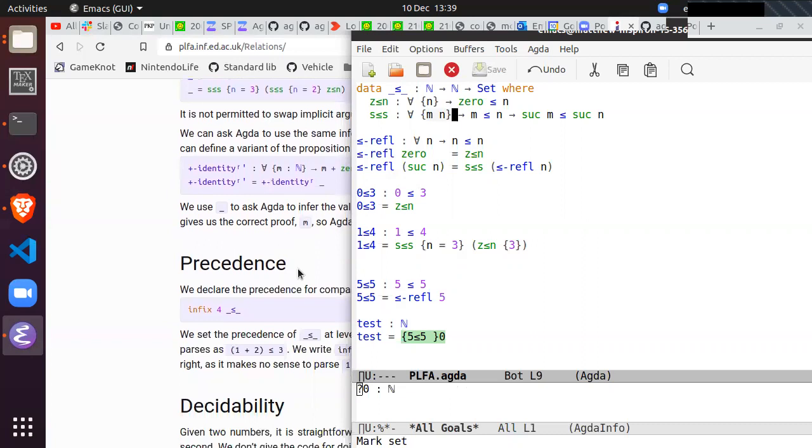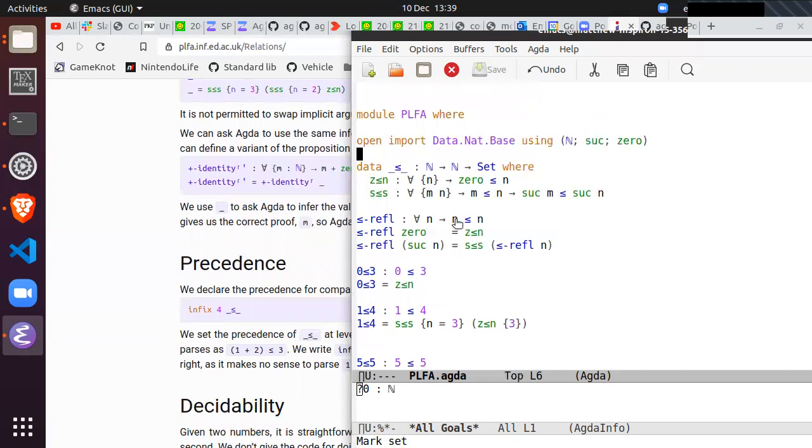Cool. Precedence. Did we cover precedence in previous weeks? I guess we have new people here. So let's import addition from the natural numbers, which we did last time. Is this going to work? Precedence. Yes, it is. Okay.